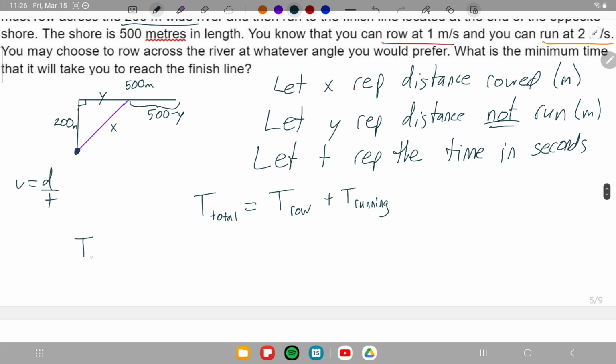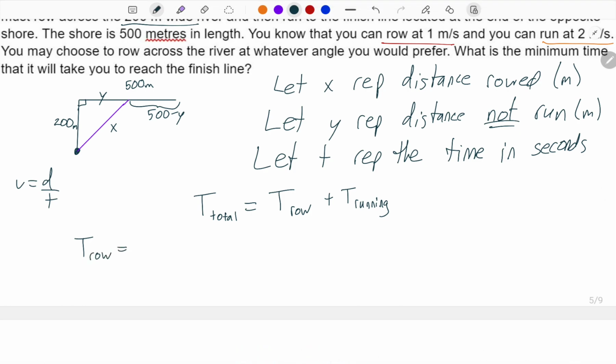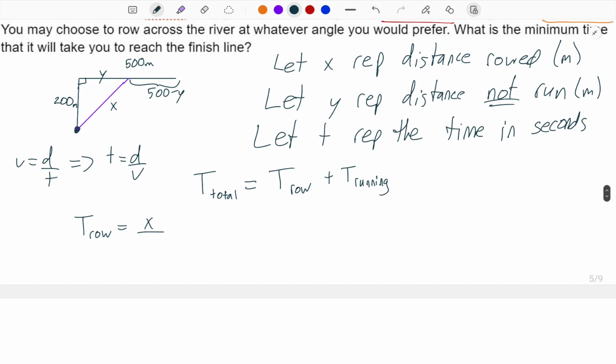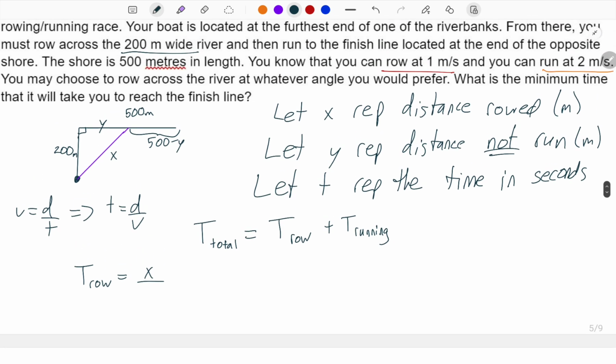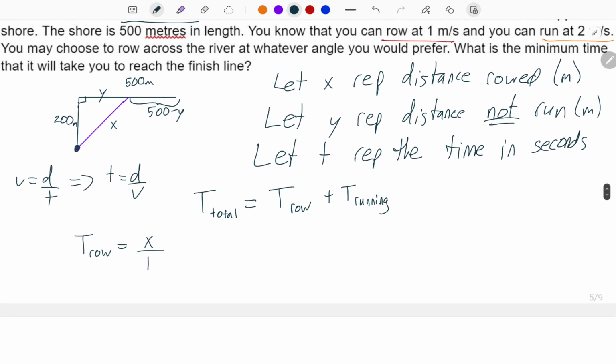So the time rowing, well, how far are we rowing? We're rowing a distance of x and divide that by, well, here, let's just do a quick little, if we're trying to figure out times, we know the velocity is distance over time, so time is just equal to distance over velocity. So let's say you're going 10 kilometers at a speed of 20 kilometers per hour. It would take 10 over 20, as in half an hour to get to wherever you're going. So it's always distance over velocity to figure out the time. So we have a distance of x, but we also know that we're rowing at 1 meter per second. So x over 1.